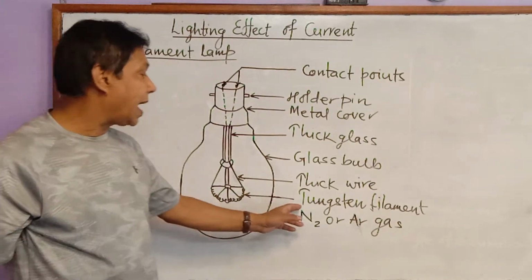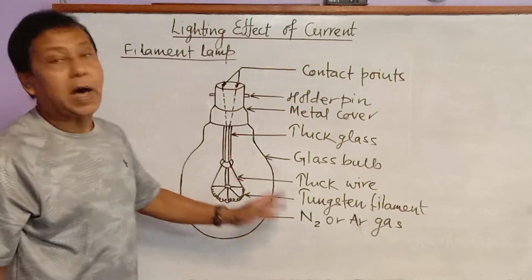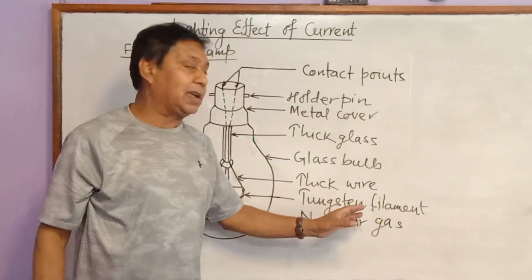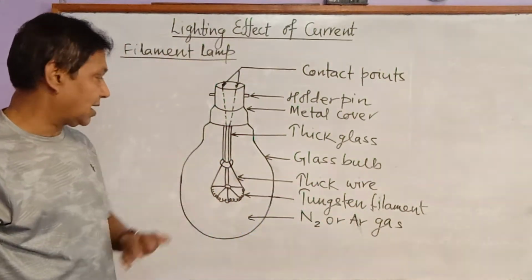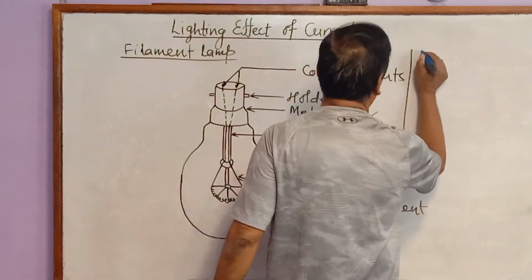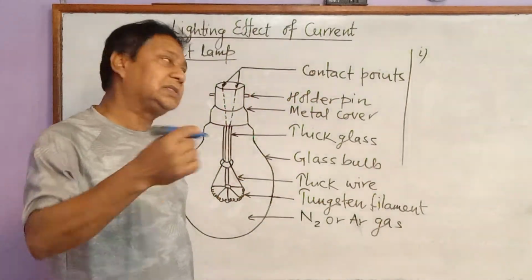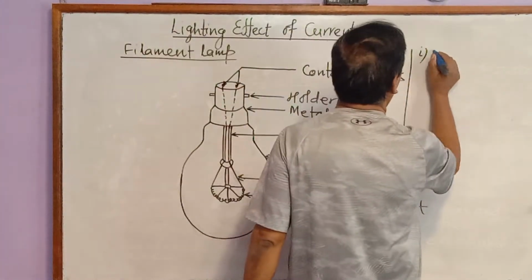One is why tungsten metal is used in a filament lamp. Another is why nitrogen or argon gas is filled inside it. Let's start. Why is tungsten used? There are two genuine reasons. Number one, tungsten has very high resistance, that's why it is used. Very simple answer, high resistance.